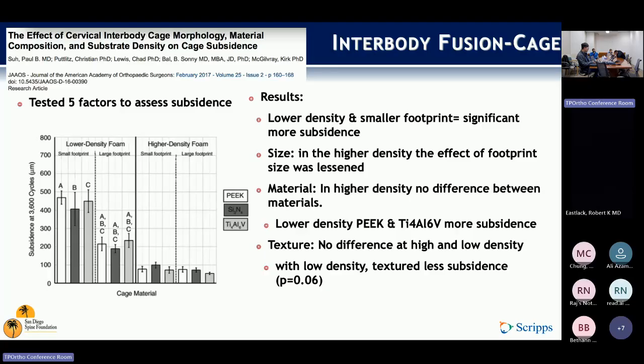PEEK and titanium both showed higher subsidence rates in low density models. The rough textured cages performed a bit better. However, when you have normal or high quality bone, the effect of the material and texture were less pronounced. And so this illustrates how patient-specific factors and their bone quality play a very significant role in the type of material that you decide to use for the cage.